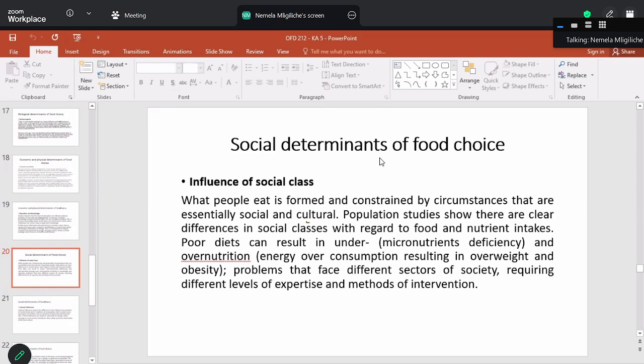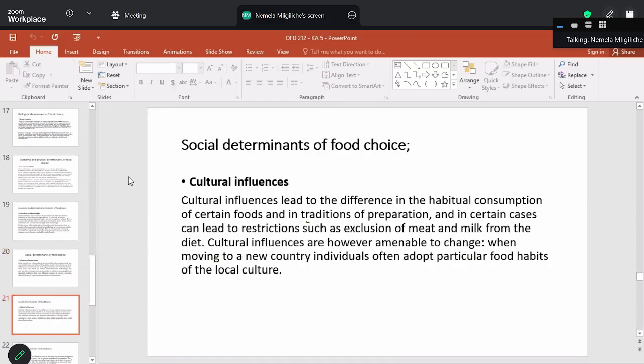This also determines your food choice. If you're in a high social status, most of those people have high income, so you'll be able to go for nutritious foods which are expensive. If you're middle, you go for the middle. If you're low, you also go for the low type of group. So depending on which social class you fit in, this will affect your food choice.